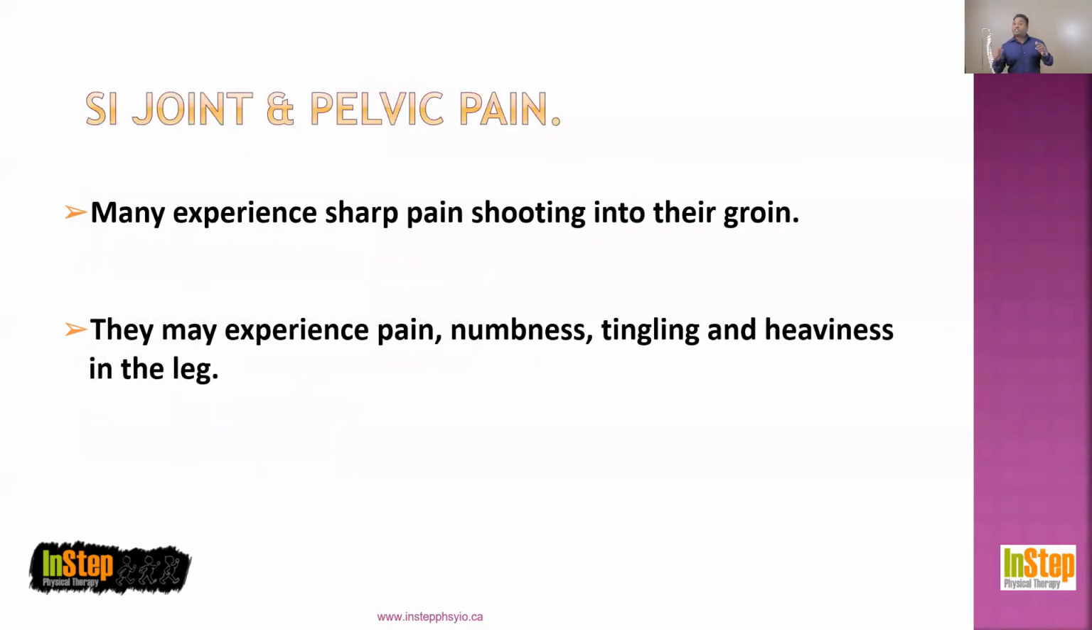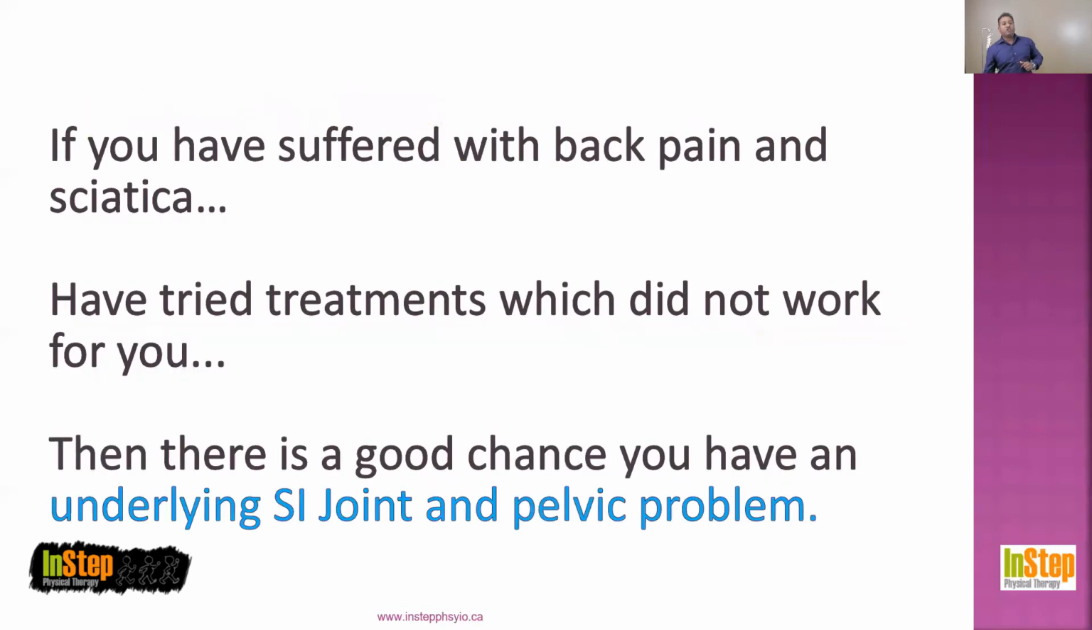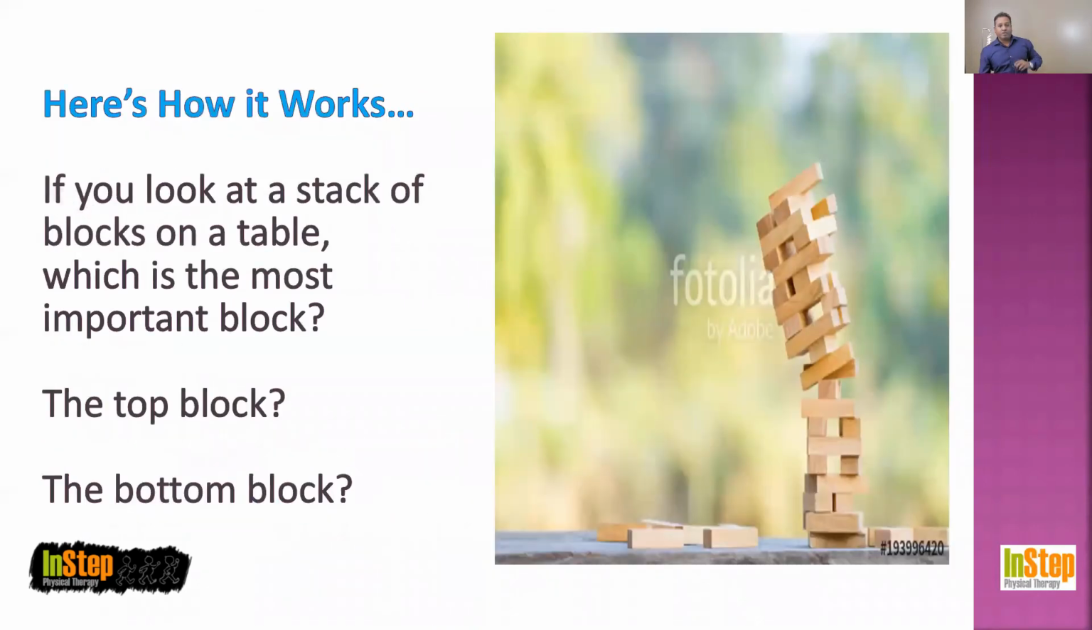This pain can sometimes shoot into the groin as well, and that's a common complaint we hear. These people can also have pain, numbness and tingling. So if you suffer with back pain and tried treatment which didn't work, you have a good chance that you might have an SI joint or pelvis issue. Hope everybody is with me so far.